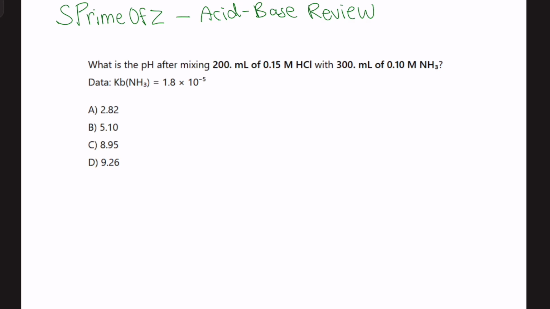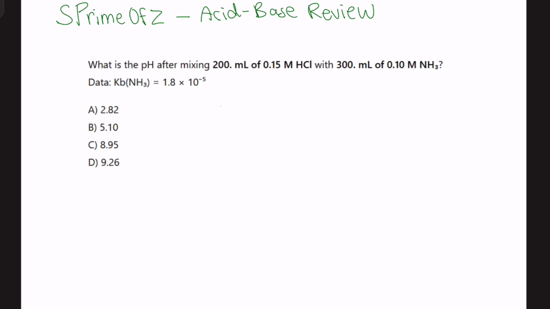So let's start with the first question. What is the pH after mixing 200 mL of 0.15 M HCl with 300 mL of 0.1 M NH3? And we have the Kb value here. So this is a pretty standard problem.